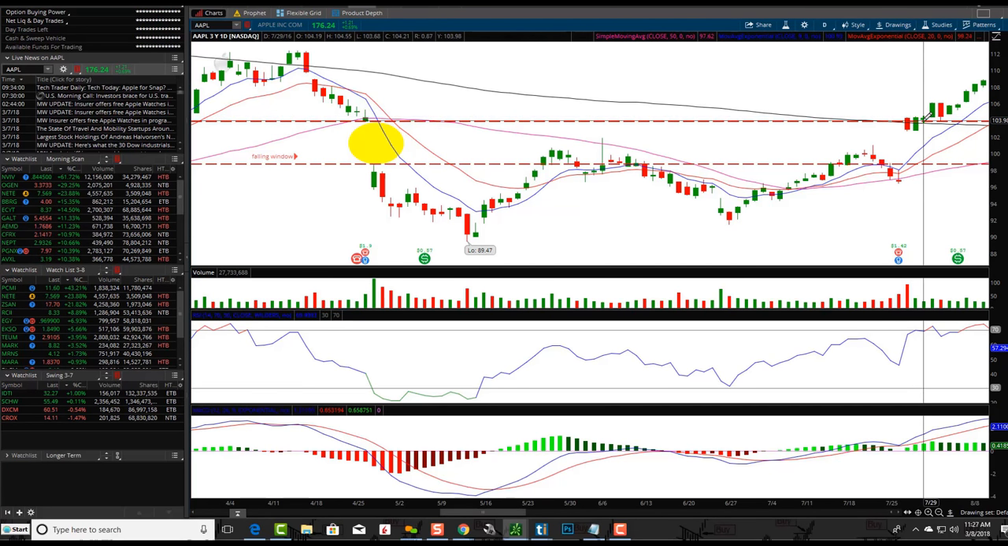Then look what happened. Doji off that gap, now bull flagging, and then it continued. So incredibly important, these support and resistance areas. Gaps are incredibly important and critical support and resistance areas.